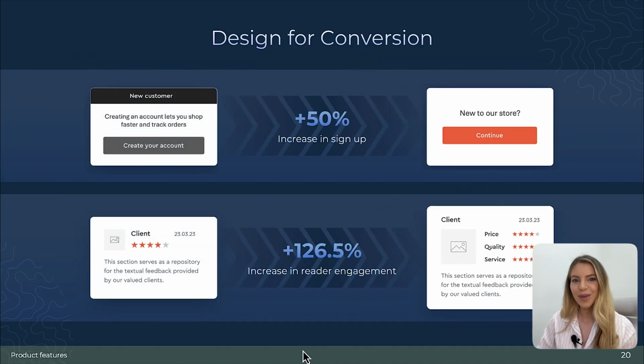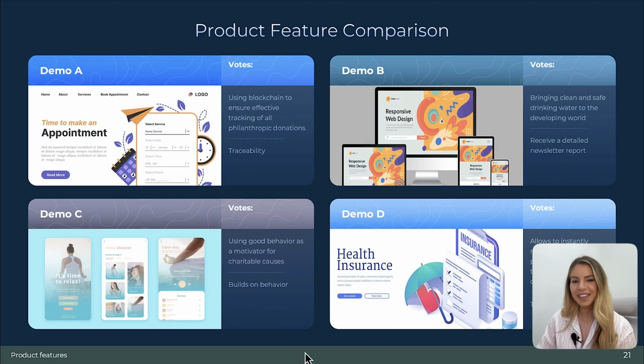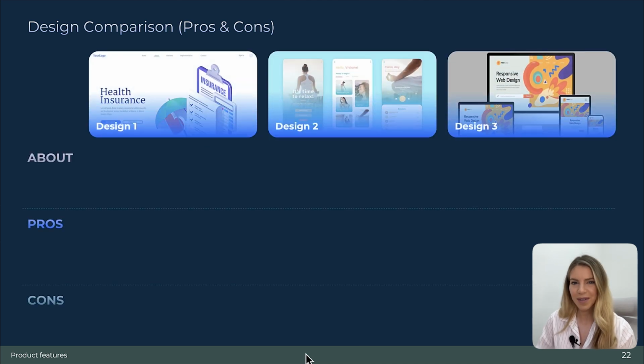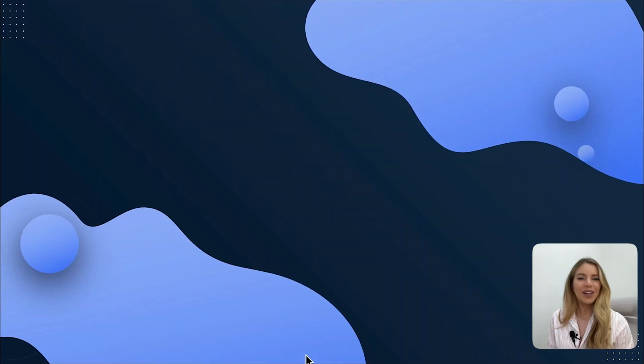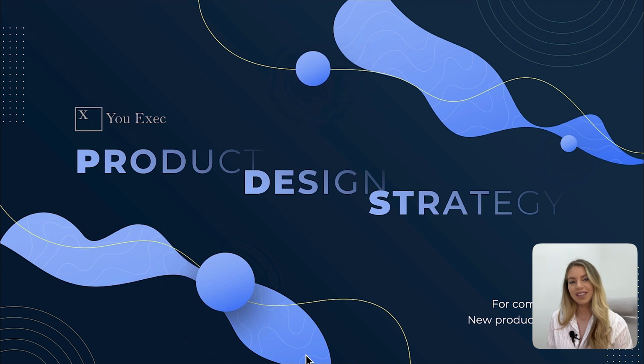Tailor your demos to each customer niche to maximize conversion and engagement when marketing your new features. Implementing these strategies leads to improved market positioning, profitability, and sustained competitive advantage. We look forward to seeing the innovative products you'll develop with this product design strategy framework.